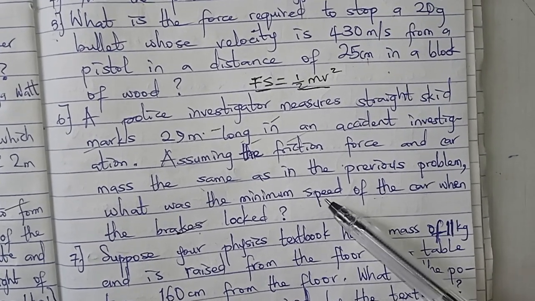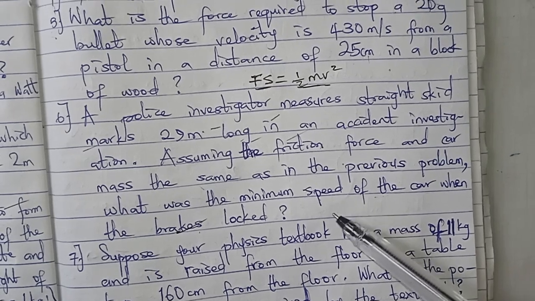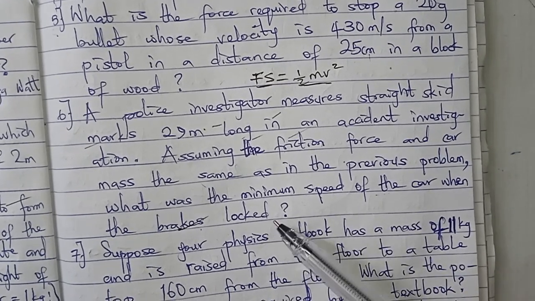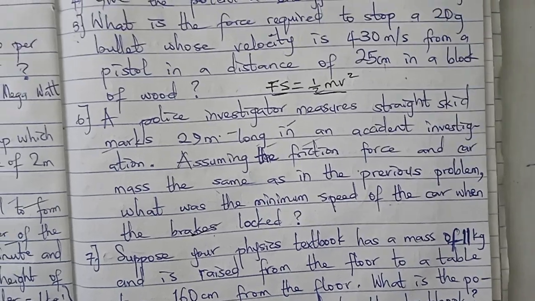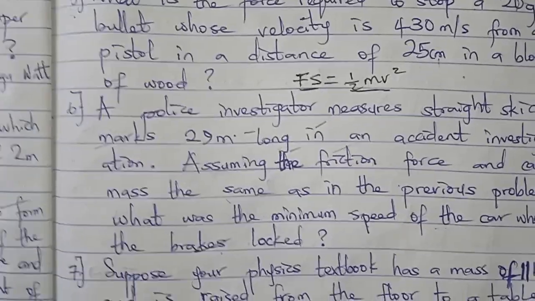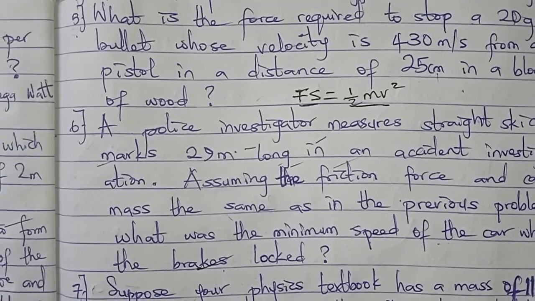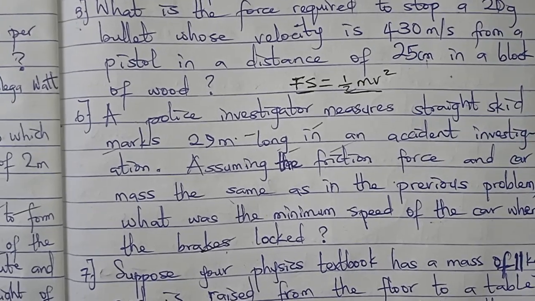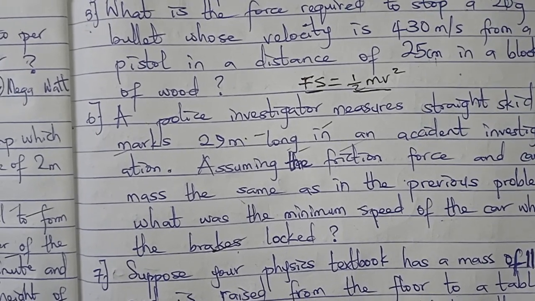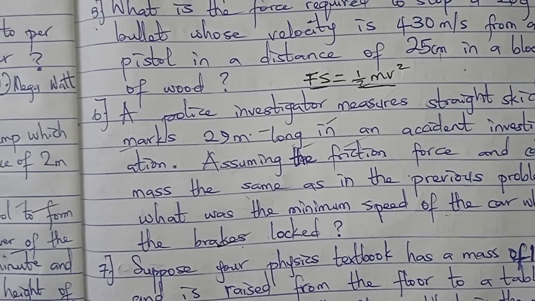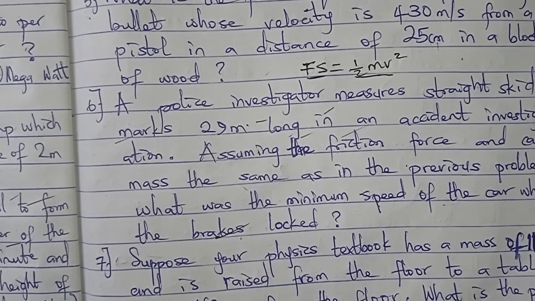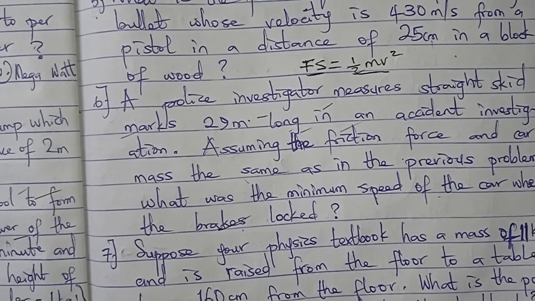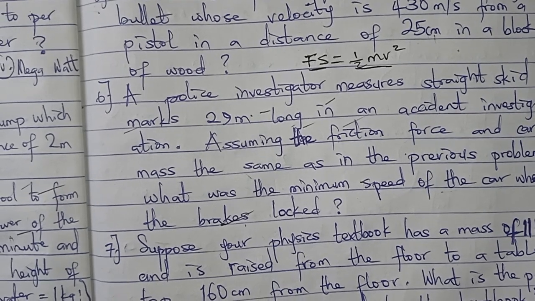Minimum speed. Okay, you know that when the brakes lock, at the point where brakes locked, that is applied, definitely final velocity will be 0. Okay, let's look at it.